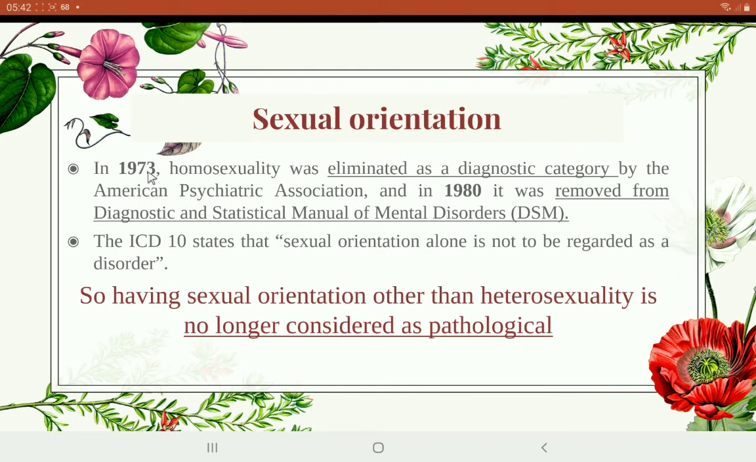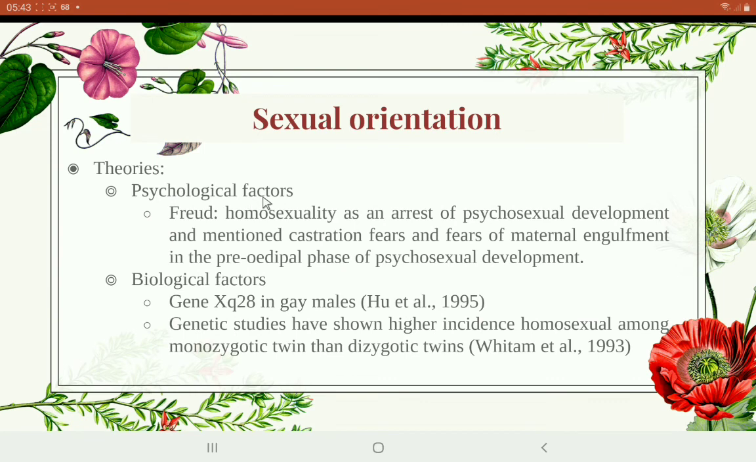In 1973, homosexuality was eliminated as a diagnostic category by the American Psychiatric Association or APA, and in 1980 it was removed from the Diagnostic and Statistical Manual of Mental Disorders. The ICD-10 states that sexual orientation alone is not to be regarded as a disorder, so having a sexual orientation other than heterosexuality is no longer considered pathological.